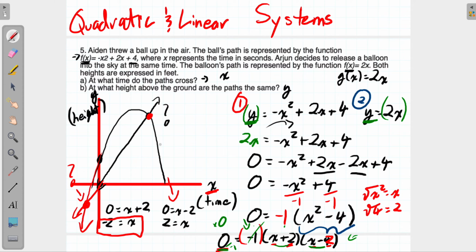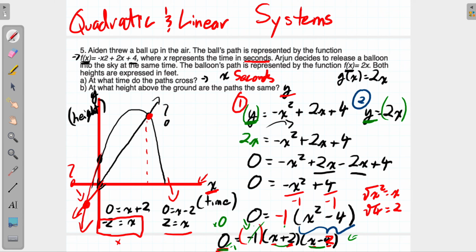Again, because our y-axis represents height, most likely where height is 0, we're talking about the ground. So it also wouldn't be 2 seconds ago underneath the ground that they'd intersect. So this one's a bit illogical. This is probably not the answer we're looking for. But this one, x at 2, is a logical answer. Since x is in seconds, 2 seconds after they released, the balloon and the ball would cross paths in the air.